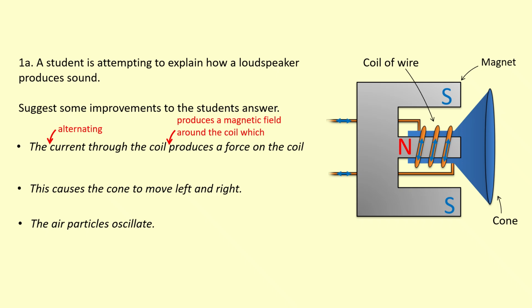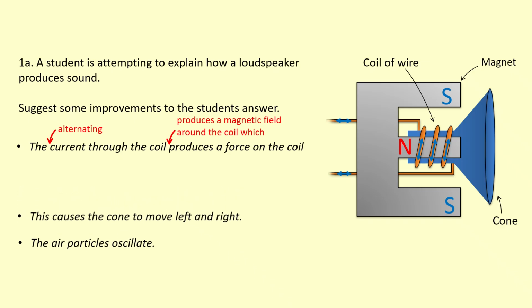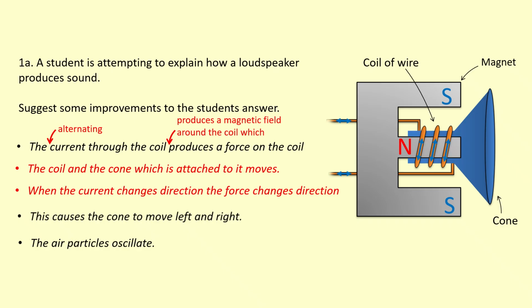The next part says this causes the cone to move towards the left and right. Now we've just skipped a bunch of steps there, so let's move that down and add some extra detail. So first of all, the coil and the cone both are pushed initially towards the left or right in one direction, and then when the current changes direction, the force also changes direction, and they're pulled back in the opposite direction. So this causes the cone and the coil to oscillate. Okay, they're pushing back and forth on the air particles in front as well, and that's what produces the sound waves.